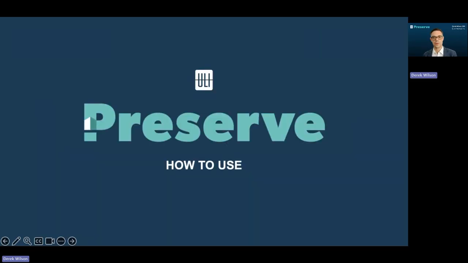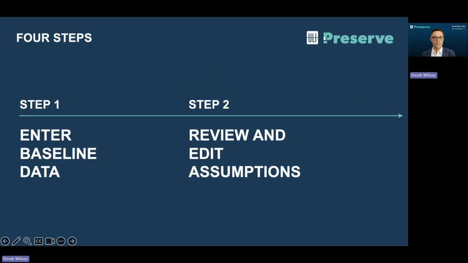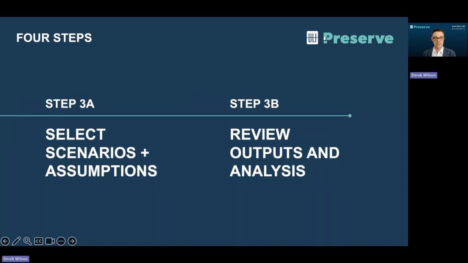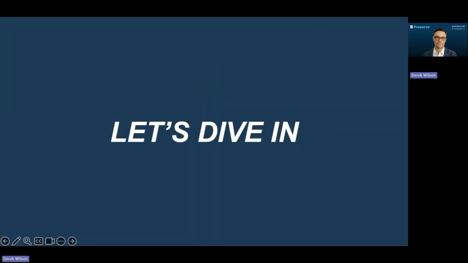So with that, we'll dive into how to use the tool. And at a high level, there's 4 key steps. The first step is to enter your baseline data. So this is financial data, decarbonization, investment planning, and optionally some alternative benchmarks. The second step is to review and edit the assumptions within the tool. The third step is to select scenarios and assumptions that you want to be using for the analysis. And the final step is to review the outputs and the analysis. So let's dive in.